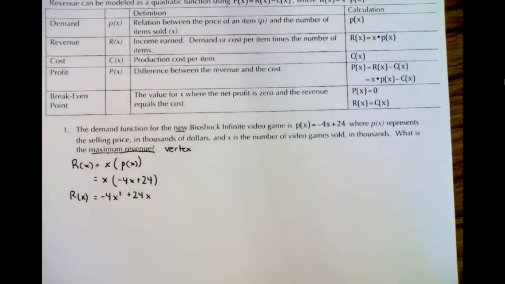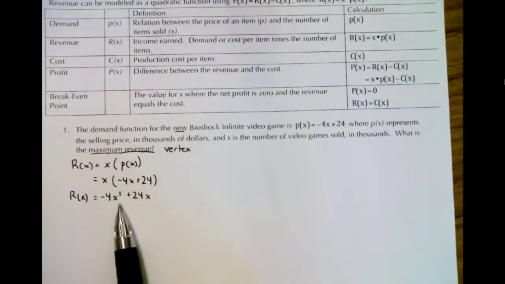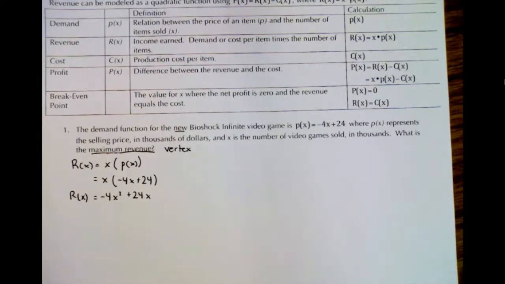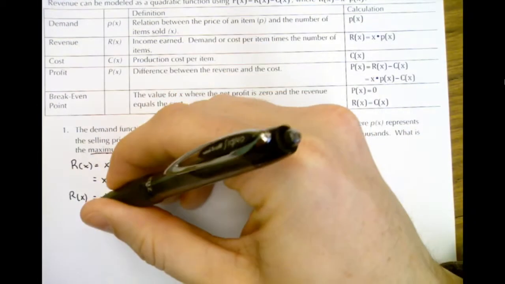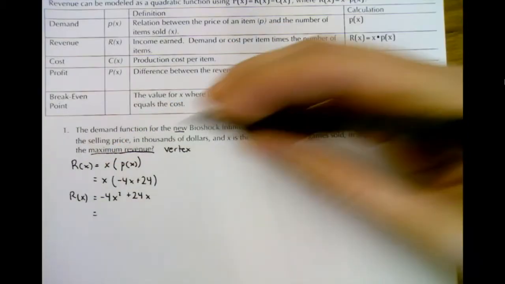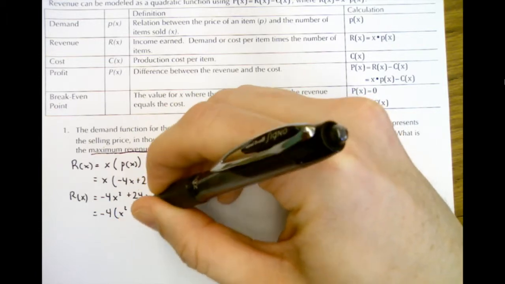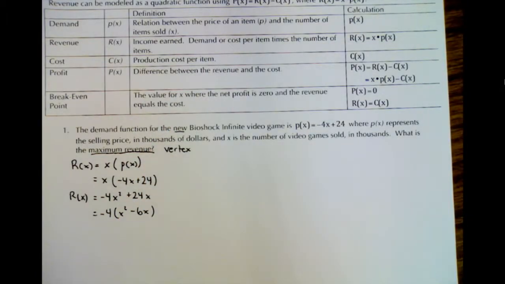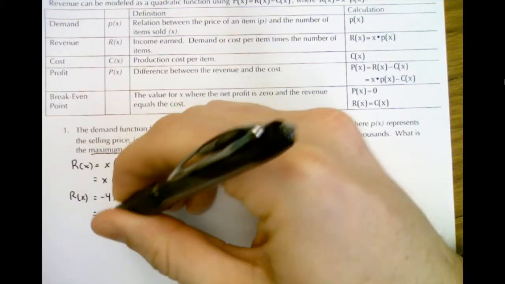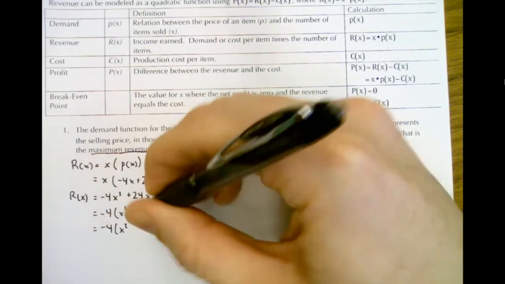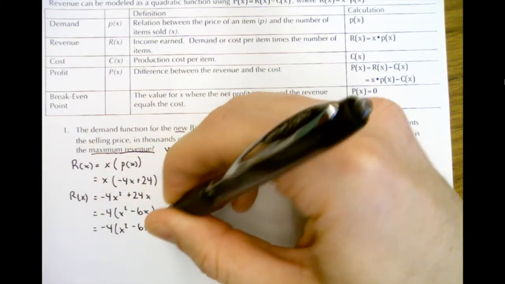And our equation is in standard form or expanded form. To find the vertex, we need to complete the square. So let's complete the square. Group the first two terms and common factor the negative 4. We end up with negative 4 bracket x squared minus 6x. To make a perfect square trinomial, to factor, we need to take that negative 6, divide it by 2, and square it. Negative 6 divided by 2 is negative 3. Negative 3 squared is 9. So we get negative 4 bracket x squared minus 6x plus 9 minus 9.